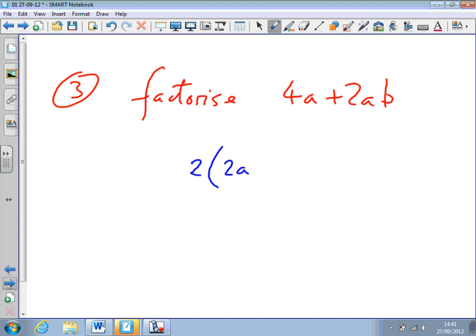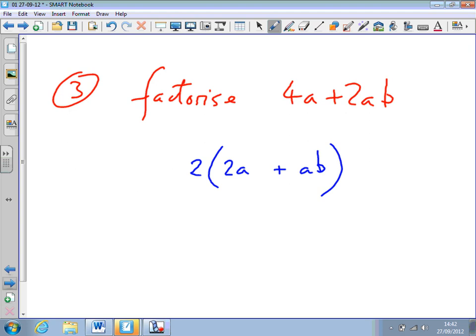Couldn't you have, instead of that, couldn't you have 2A outside? You could. But let's finish this. What have I got to times 2 by to get 2ab? 2, agree? Yes. Right? 2. That's factorised.